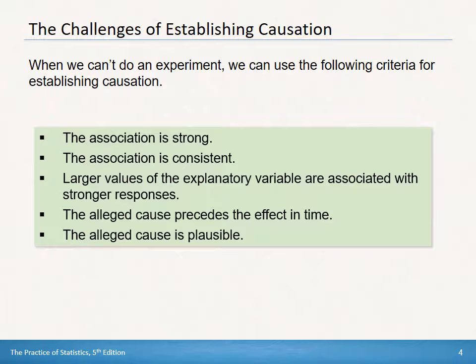And then the alleged cause is plausible. So they did find that because of the chemicals in cigarettes, it was very plausible that those chemicals could cause lung cancer. It has to be something that makes sense. It can't be something that doesn't make sense. Okay, it needs to be something that's plausible, that in the scientific world we could look at and say, okay, yeah, it makes sense that those two things could be connected to each other.